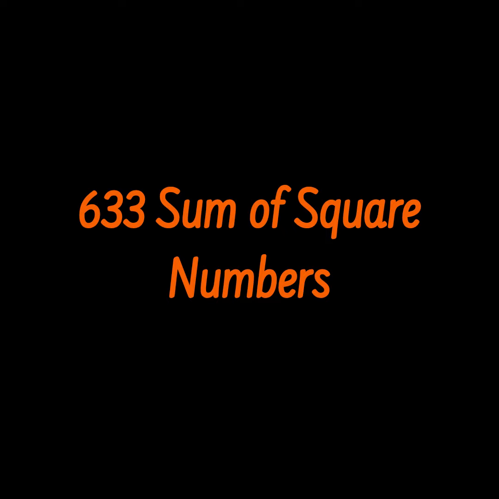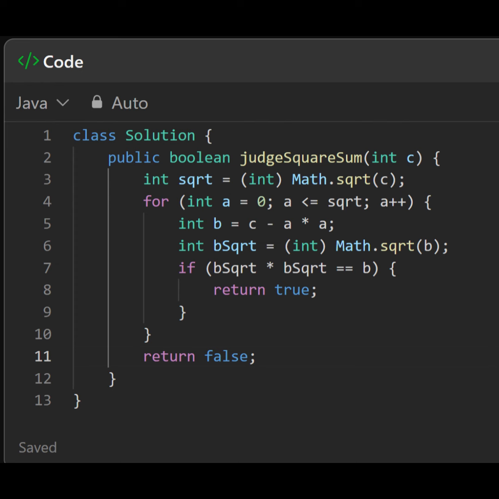633 Sum of Square Numbers. This Java code checks if a given integer can be expressed as the sum of two squares. It iterates through all possible values of one of the squares, calculates the other square, and checks if it is a perfect square. If it finds a valid pair of squares that sum up to the given integer, it returns true. Otherwise, it returns false.